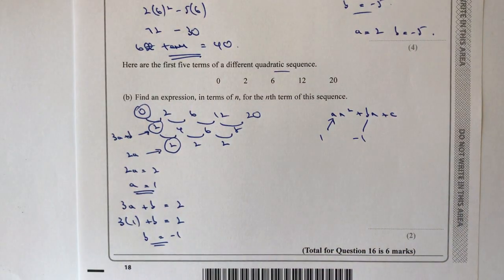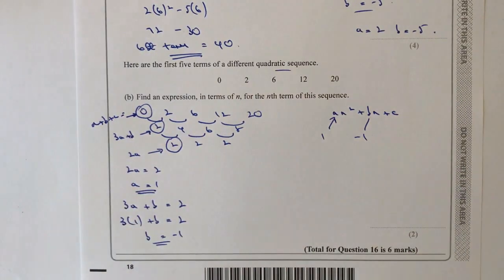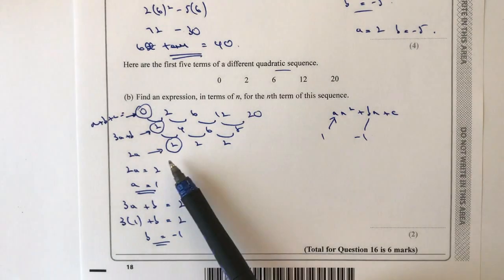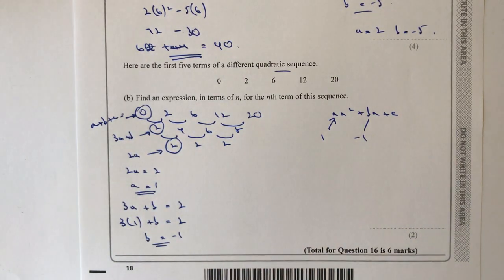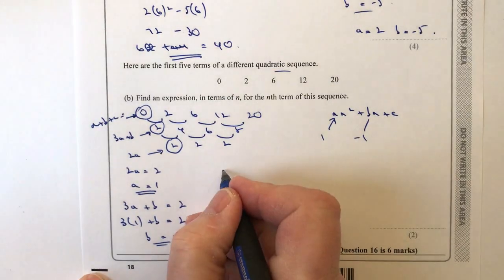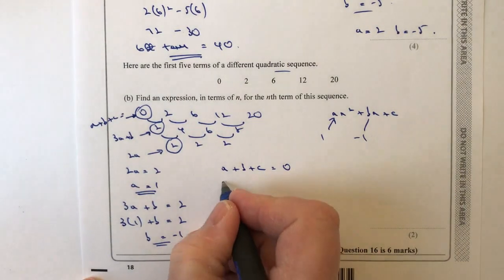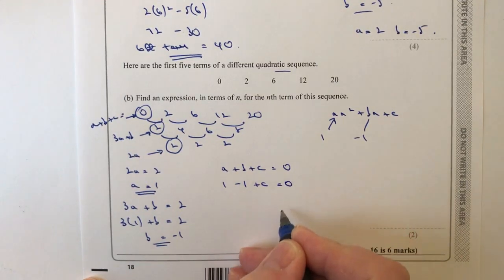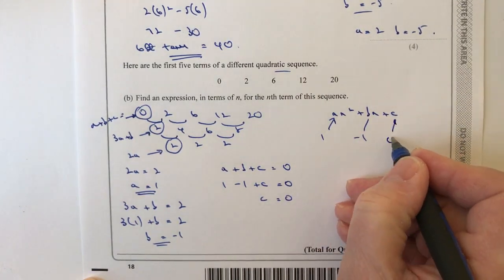The only one I've got to do now is c. c is this one at the top, given by a plus b plus c equals 0. So you've got to remember these three little formulas: the first one is 2a, the second one is 3a plus b, and the third one is a plus b plus c. It's a bit like a lot of maths, we've got to remember these formulas, but in my mind it's the easiest way for me to cope with it, though I know there are different methods. I know the value of a is 1 and the value of b is minus 1, so 1 minus 1 is 0, 0 plus c is 0, so c must equal 0. So this last one here is 0.